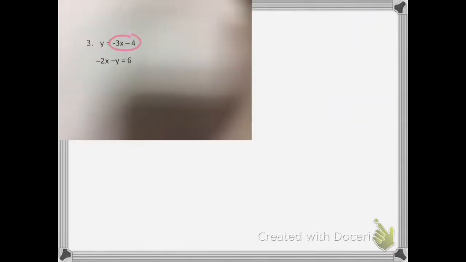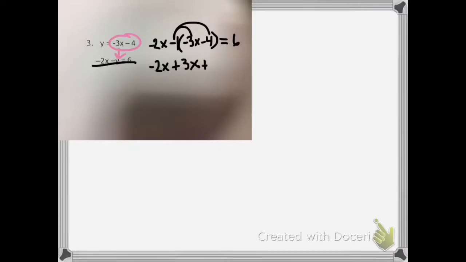Alright, this is a substitution problem. We're going to plug that in for y. So we start by writing this equation here, negative 2x minus, but when I get to y, I'm going to plug in negative 3x minus 4. Negative 2x, that's going to be a negative 1 that I'm distributing, so I get plus 3x plus 4. Combine like terms, negative 2x and 3x is a 1x. Minus 4 on each side. We get 2.